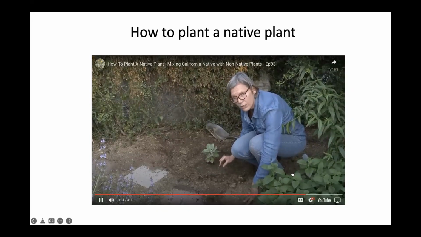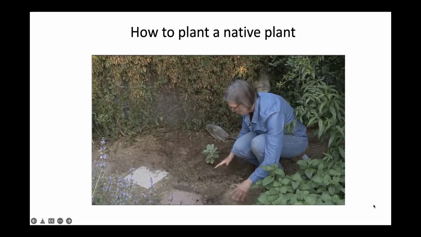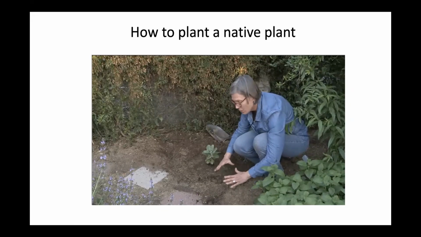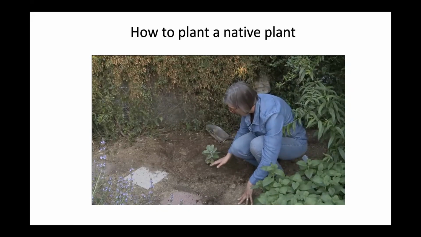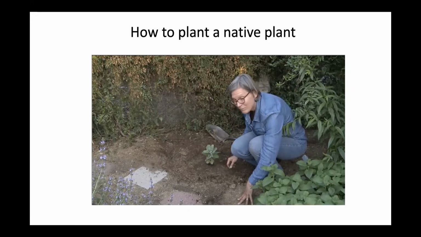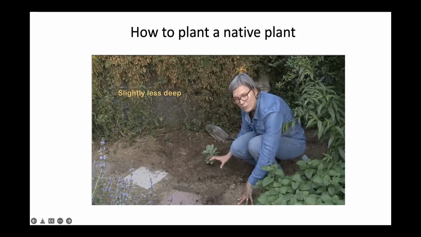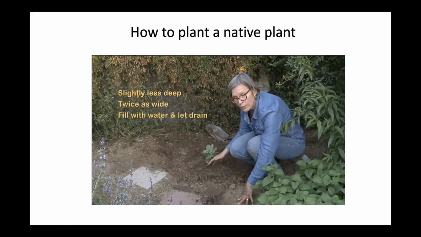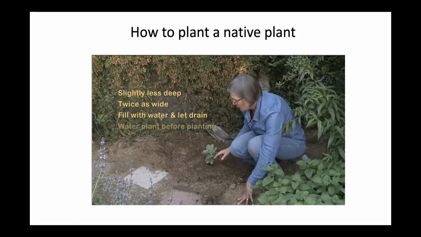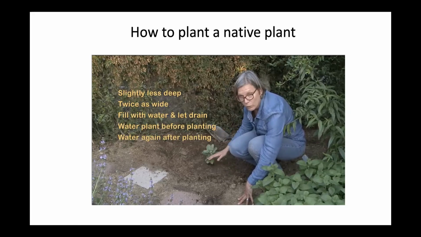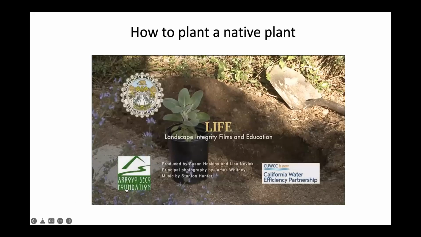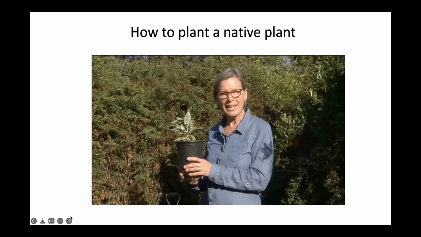I think another 1/4 inch higher would have been better, just to raise that plant island up just a bit so that there was definitely no water around the stem. But this is what you want to do. Dig the hole slightly less deep than the soil in the container, twice as wide, fill it with water, let the water drain, water the plant in the pot before you plant it, and then plant and then water once again.